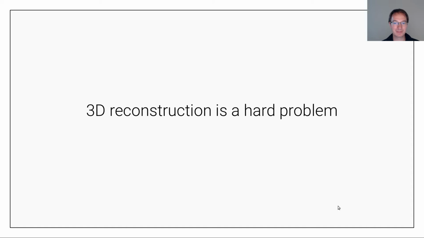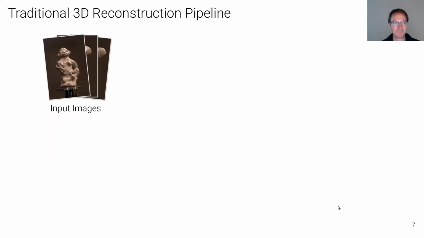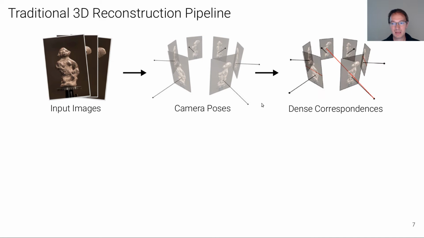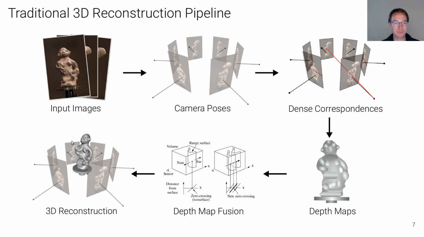However, 3D reconstruction is actually a very hard problem, and it has been researched since the 1950s. A traditional 3D reconstruction pipeline takes a set of input images, first computes the camera poses for each of these images using structure from motion or bundle adjustment, and then computes dense correspondences across these images, and for instance calculates depth maps that way, which are then fused into a coherent 3D reconstruction that can be further optimized using mesh refinement or volumetric techniques.